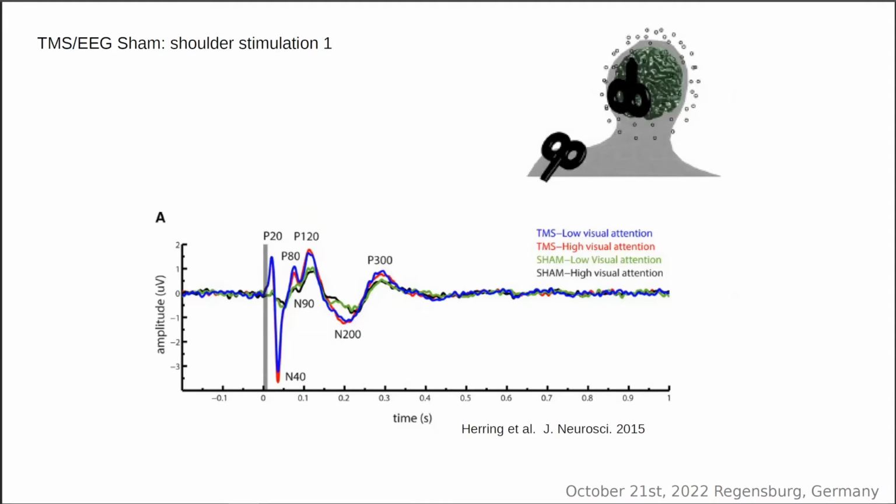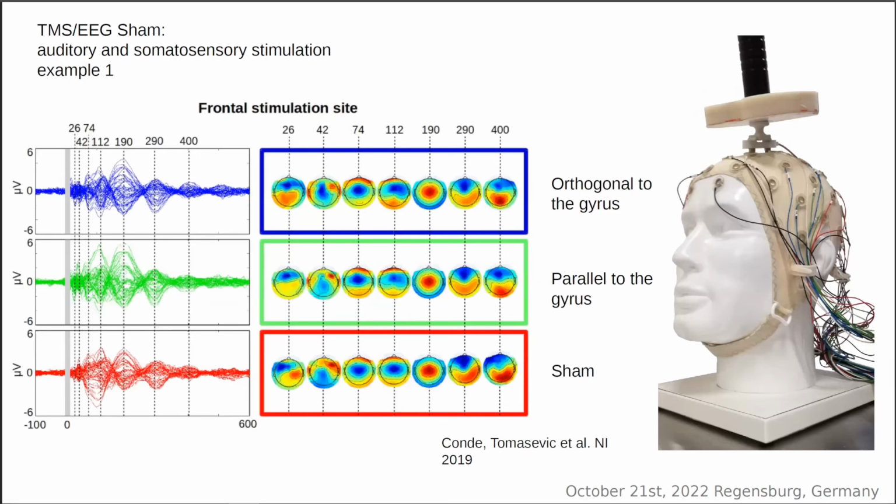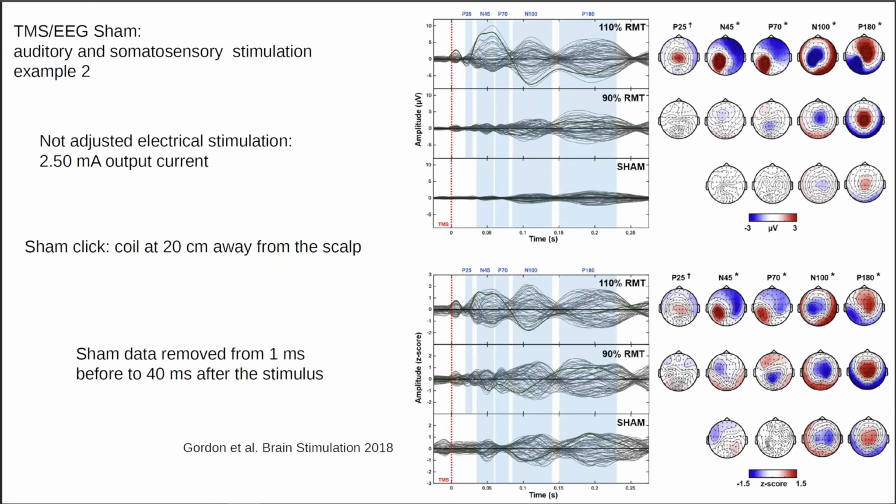So this was the first sham paper, and they did a shoulder stimulation. It was actually smart because there are much fewer problems with the shoulder stimulation than with any of the things we were talking about before. You see the data are beautiful, and there is almost no artifact. But the shoulder stimulation has limitations. I will go through it. You have seen this. This is the first paper from Gordon.